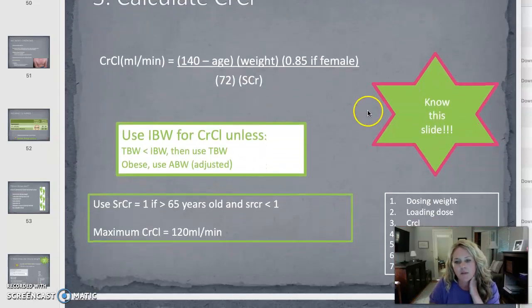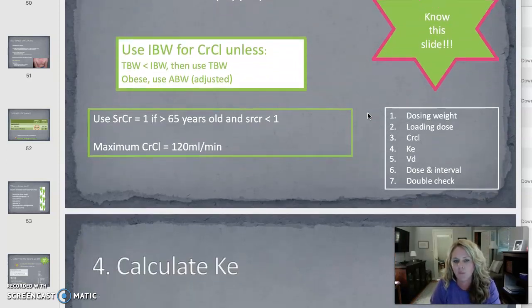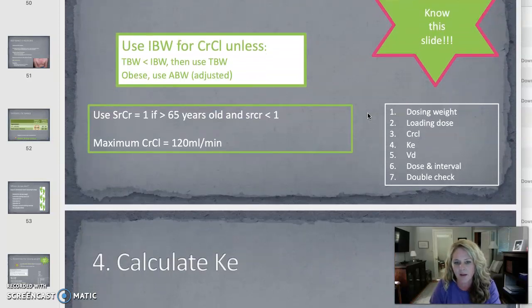Calculate the creatinine clearance. Hopefully you got this from aminoglycosides. We know the formula for creatinine clearance. We use ideal body weight to calculate creatinine clearance unless two things: if they're obese, meaning they're 125% over their ideal body weight, or if their ideal body weight is less than their actual weight. Okay, so ideal body weight is the rule for creatinine clearance. Again, if they're over 65, you're going to round their creatinine up to 1 if it's less, and then we'll cap the clearance at about 120 milliliters per minute when we're doing calculations.